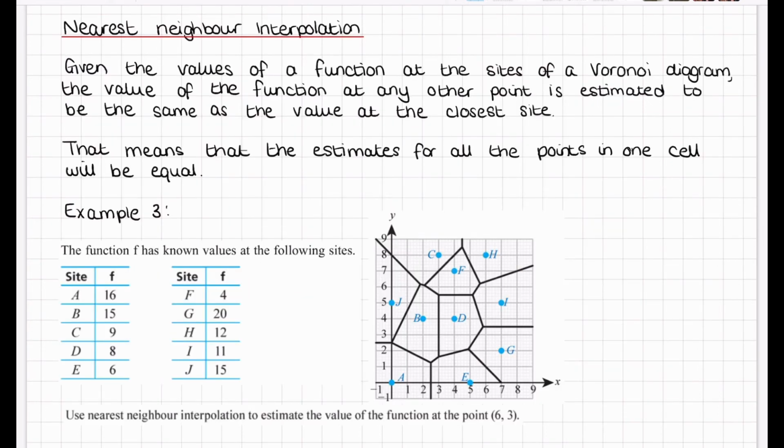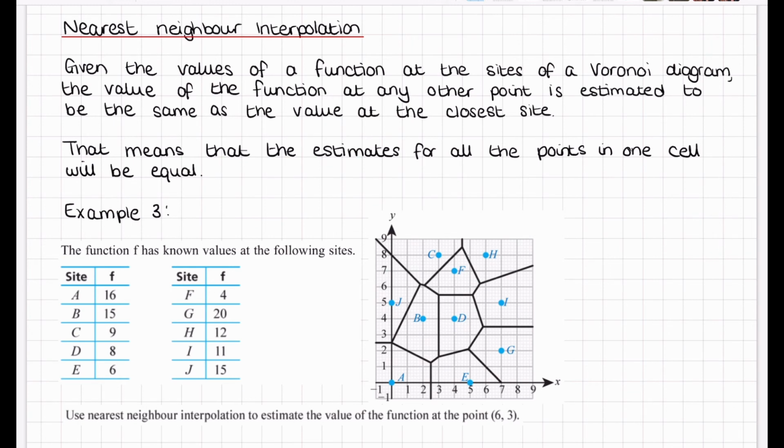We have nearest neighbour interpolation. Given the values of a function at the sites of a Voronoi diagram, the value of the function at any other point is estimated to be the same as the value at the closest site. That means that the estimates for all the points in one cell will be equal. Example just to show this, the function f has known values at the following sites. So at site A, the value of the function is 16, B is 15, C is 9, D is 8, E is 6, and so on.